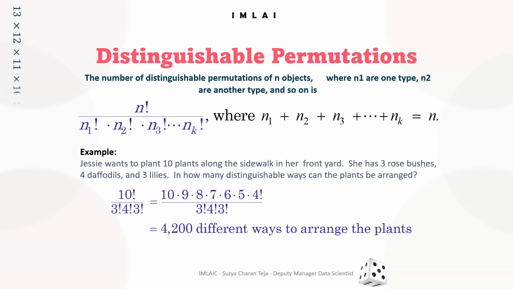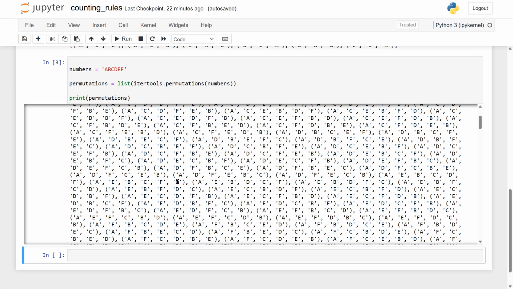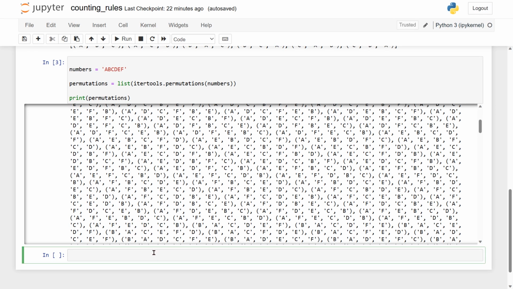So let's take another example from here. This is distinguishable permutations.